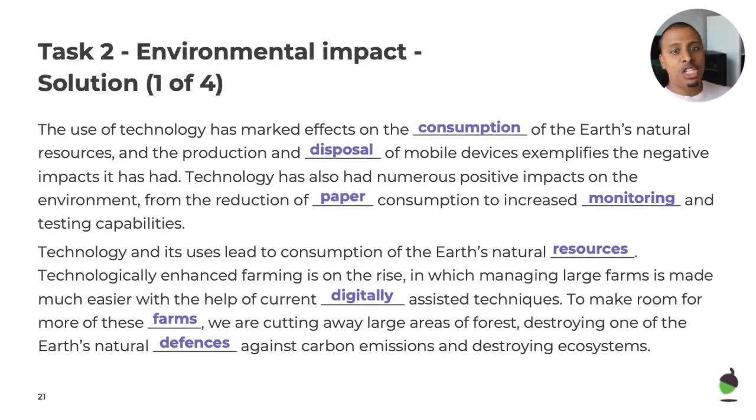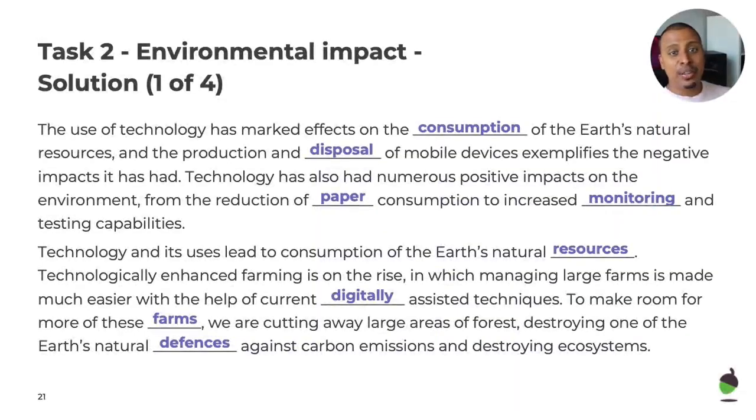The use of technology has marked effects on the consumption of the Earth's natural resources, and the production and disposal of mobile devices exemplifies the negative impacts it has had. Technology has also had numerous positive impacts on the environment, from the reduction of paper consumption to the increased monitoring and testing capabilities. Technology and its uses lead to consumption of Earth's natural resources.